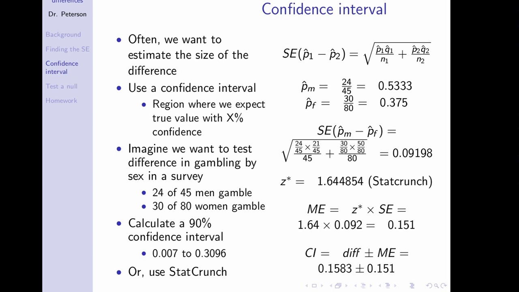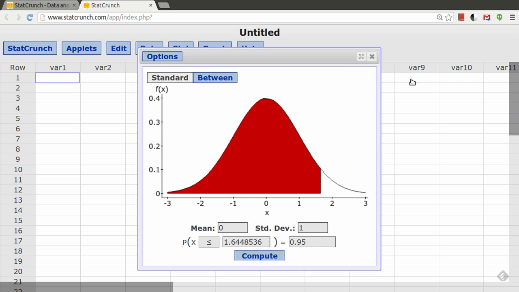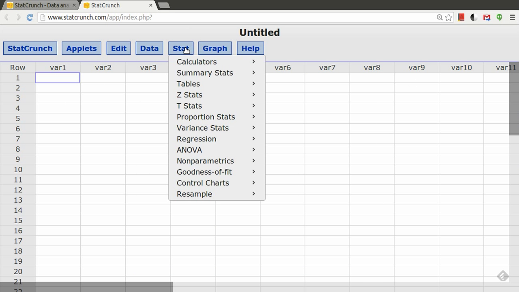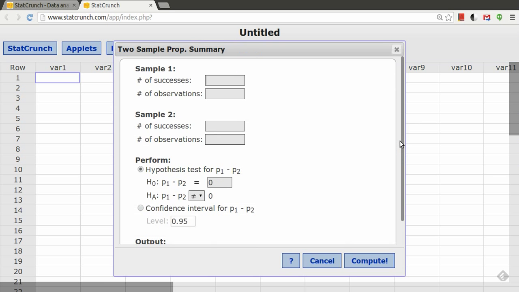Now, however, I want to show you because, as you might have noticed in calculating this equation here, these start to get fairly complicated. So if we go over to StatCrunch, close that, go to Stat, Proportion Stats, Two Sample, With Summary. With Summary means we're going to be calculating this based on summary data, so we already have counts collected. I'll show an example separately of With Data.